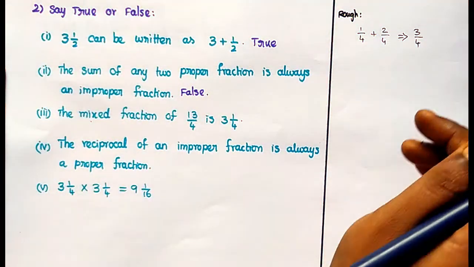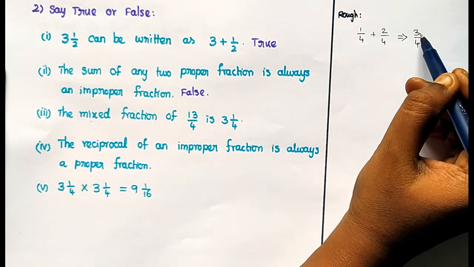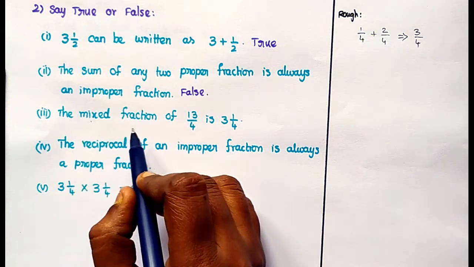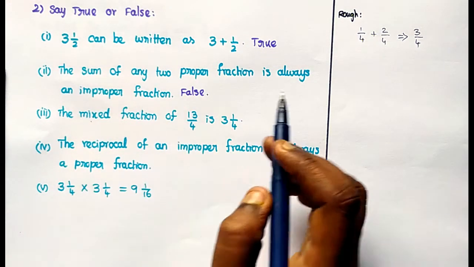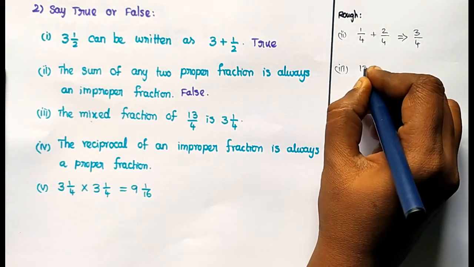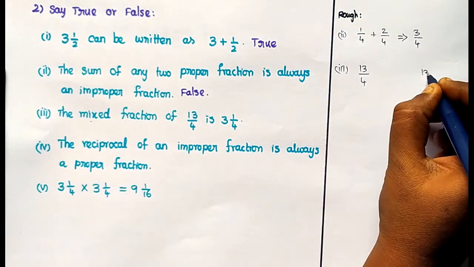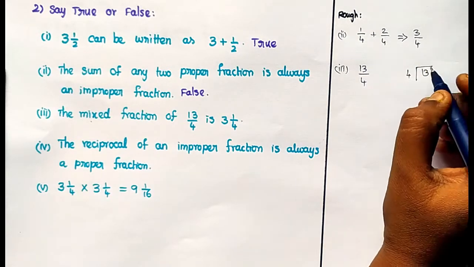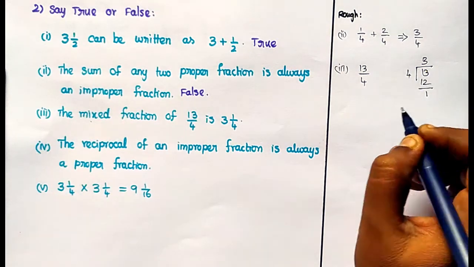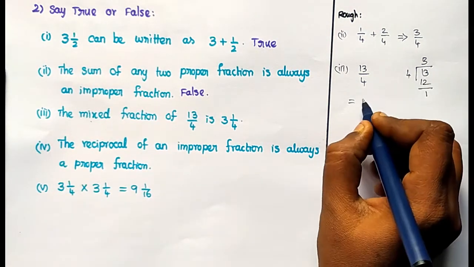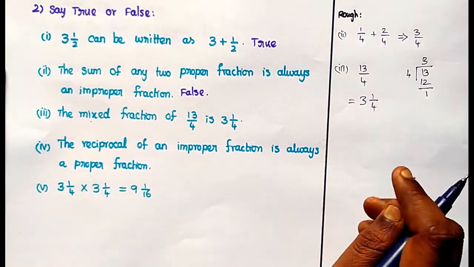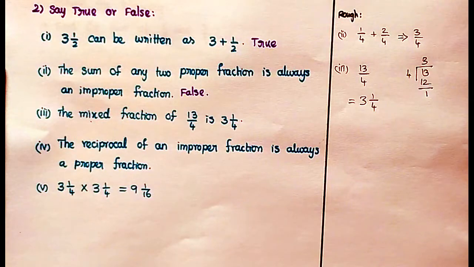Proper fraction means the numerator is less than the denominator, right? Next one, the mixed fraction of 13 by 4. Divide 13 by 4: 3 4s are 12, balance 1. How will you write that? Quotient, remainder by divisor. So 3 1 by 4, they have given.